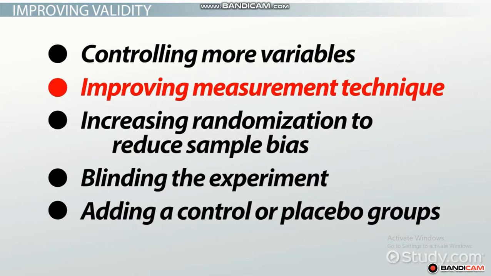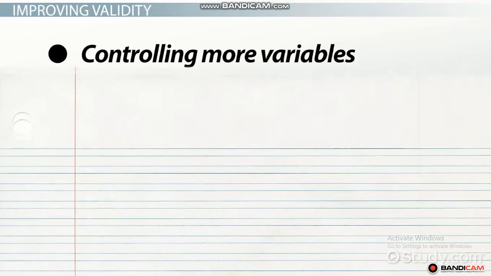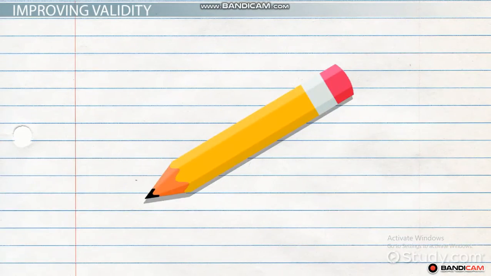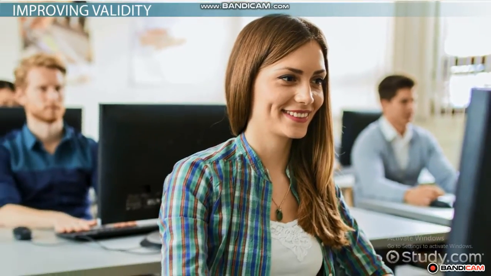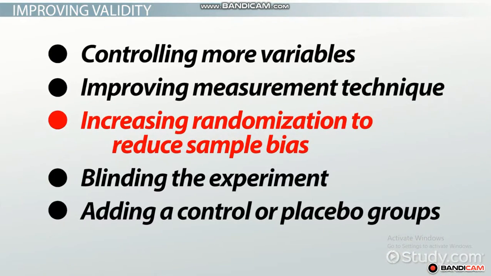Measurement technique can also be improved. Perhaps instead of measuring something by hand, you could use a computer and electronic sensor. Or perhaps instead of having one person measure the results, you could have multiple people take measurements and compare their answers. Increasing randomization is a way to reduce a particular validity problem, sample bias.